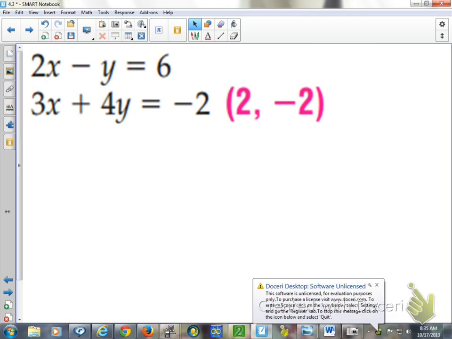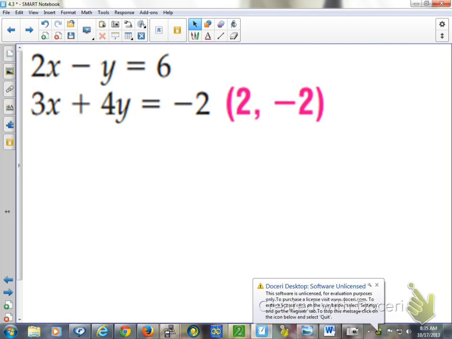What would happen if I added these two lines right now? I'd get 5x plus 3y equals 4. And that's just another equation. That doesn't do me any good. But if you remember, the fundamental theorem of algebra is whatever you do to one side of an equation, as long as you do it to the other side of the equation, you haven't changed it.